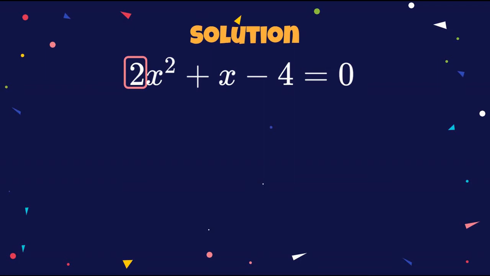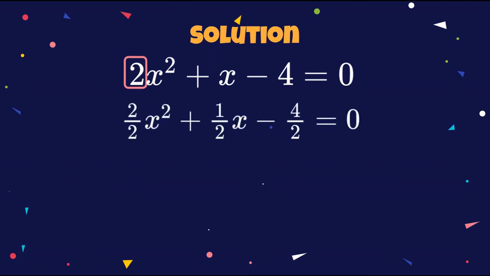So as we have found out the coefficient of x square is 2, now let's divide this entire equation by 2. So it is going to be 2 by 2 x square plus 1 by 2 x minus 4 by 2 is equal to 0.